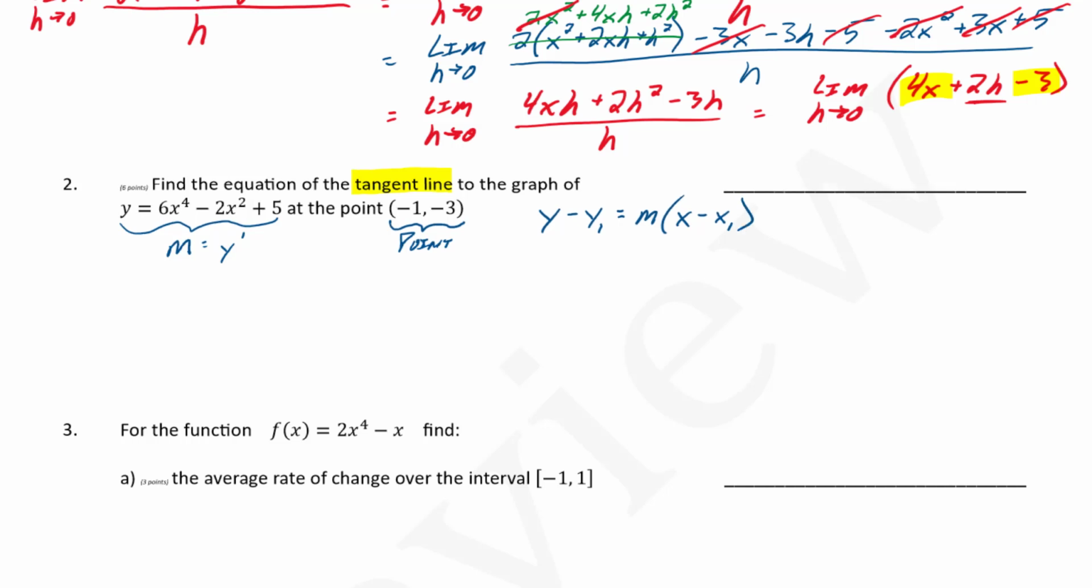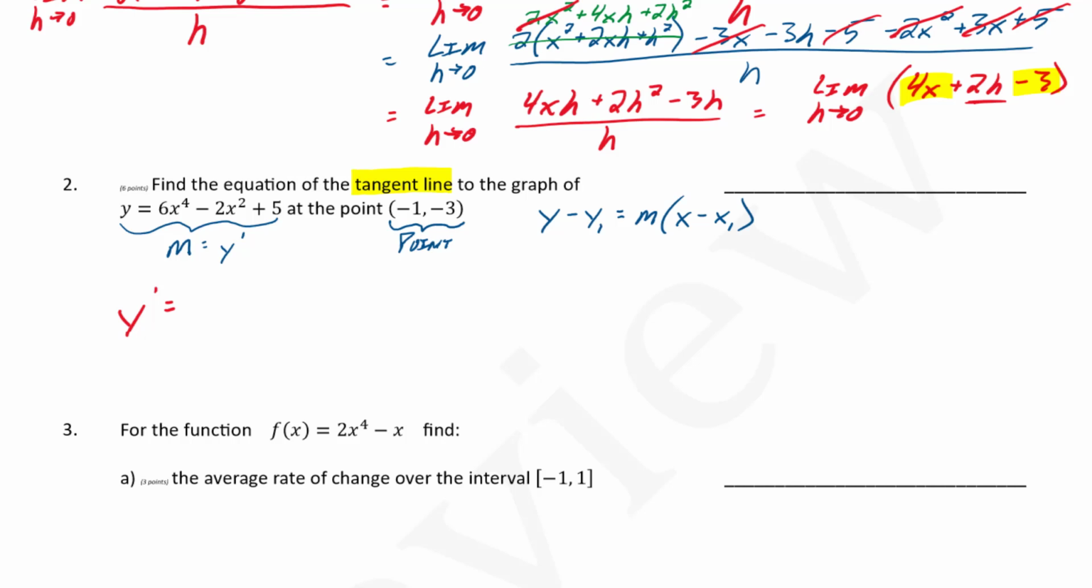We know what our x1, y1 are because it gave me the point -1, -3. I just now need to figure out what is the derivative and plug that point into it to get the specific slope at that moment. So for this one, all I have to do is a few power rules, and we don't have to do that whole limit process like number one. We can actually take advantage of the power rules.